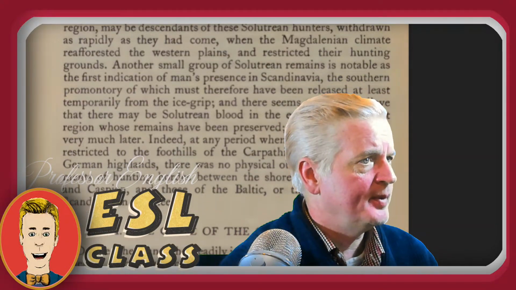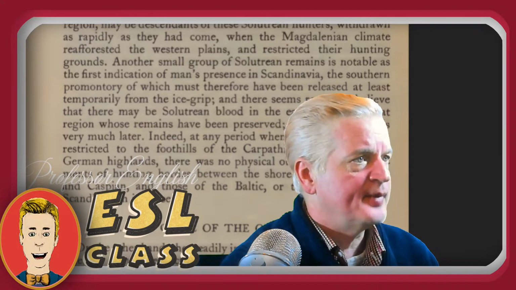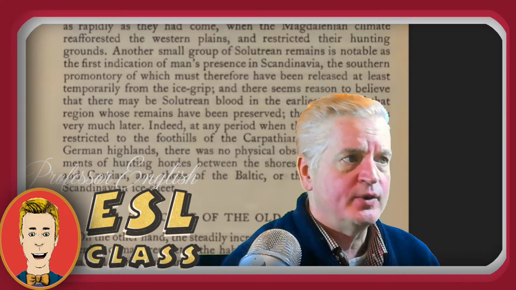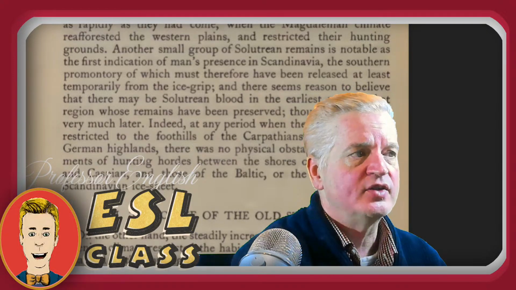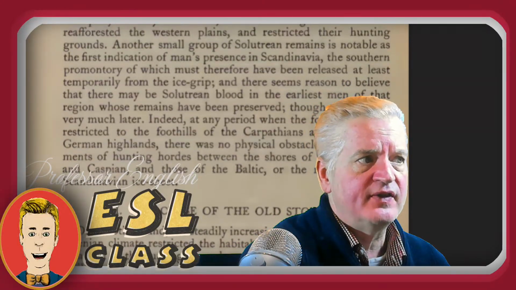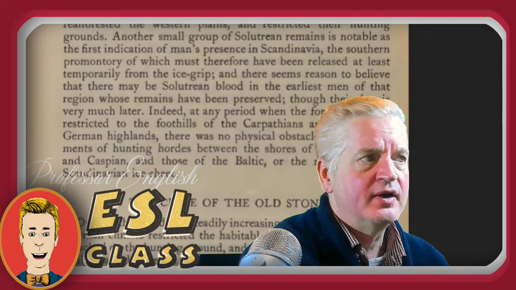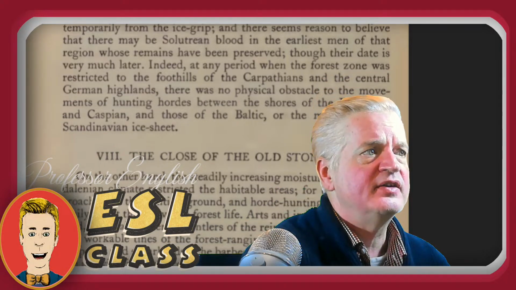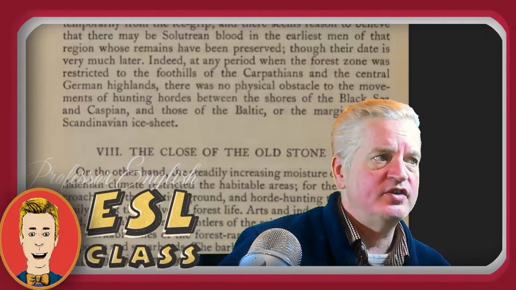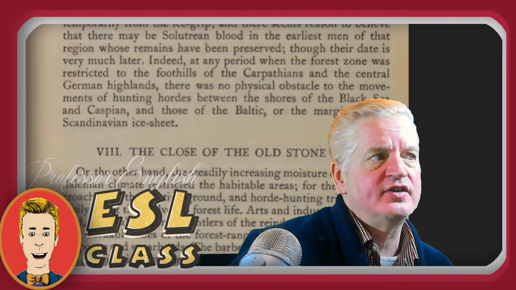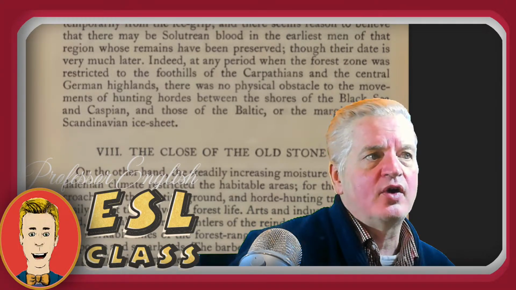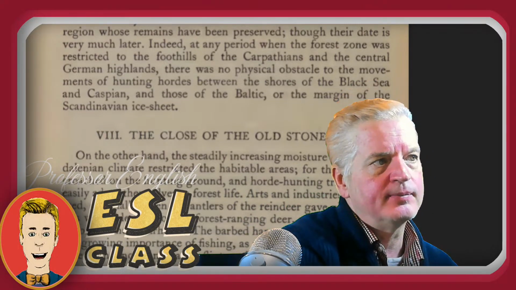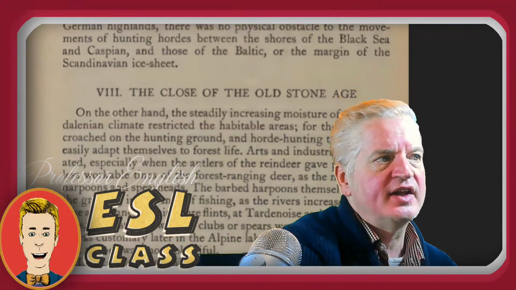Another small group of Solutrean remains is notable as the first indication of man's presence in Scandinavia. The southern promontory of which must therefore have been released at least temporarily from the ice grip, and there seems reason to believe that there may be Solutrean blood in the earliest men of that region, whose remains have been preserved, though their date is very much later. Indeed, at any period when the forest zone was restricted to the foothills of the Carpathians and the central German highlands, there was no physical obstacle to the movements of hunting hordes between the shores of the Black Sea and the Caspian, and those of the Baltic, or the margin of the Scandinavian ice sheet.